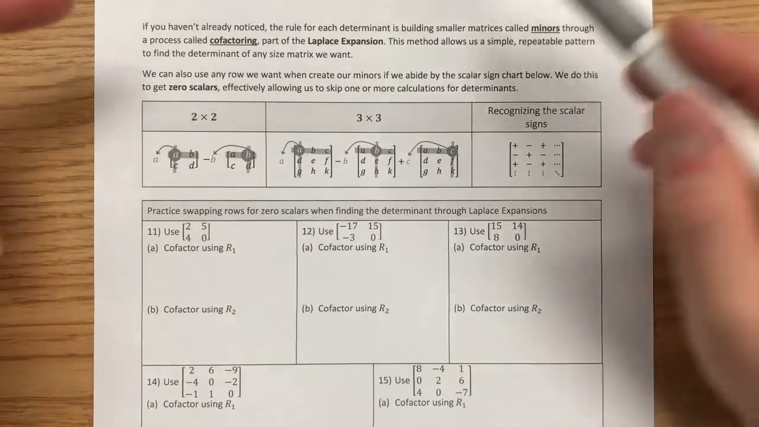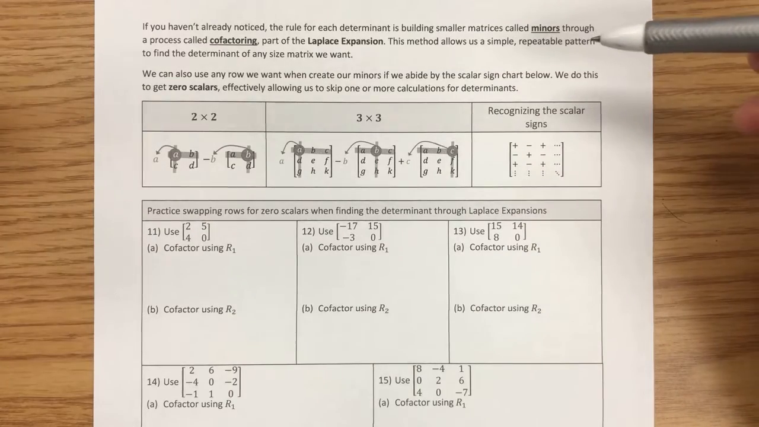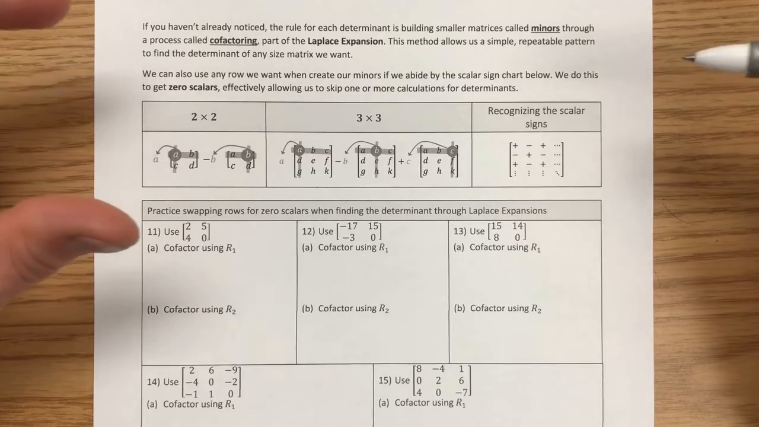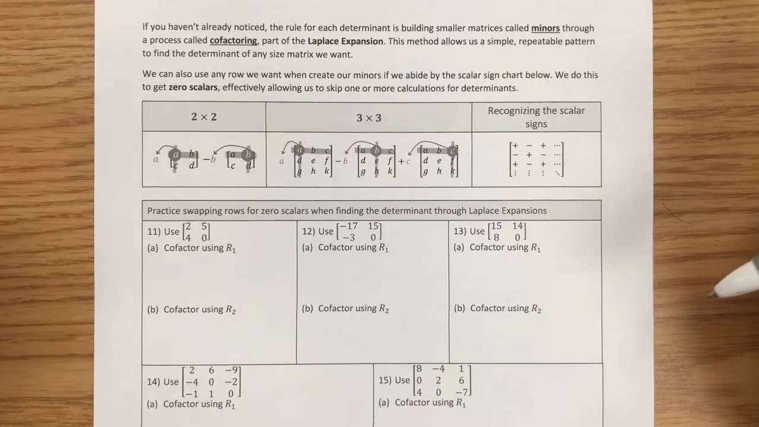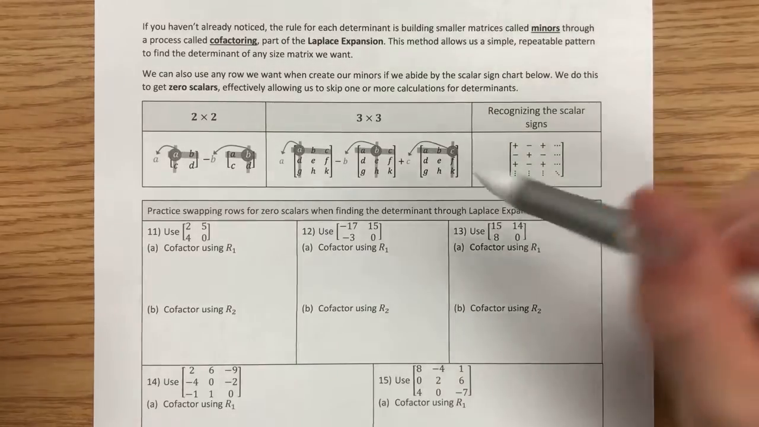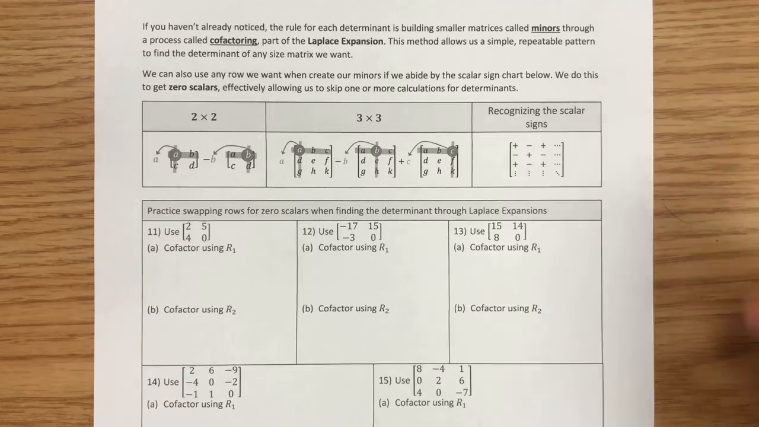Now, the minors are a part of a process called the Laplace expansion. We'll study that in a later section, in a later video. This allows us to find the determinant of any matrix that we want. The fun part about creating minors is that if we can spot a matrix with several zeros or several low values, we can create minors that have very simple scalars.